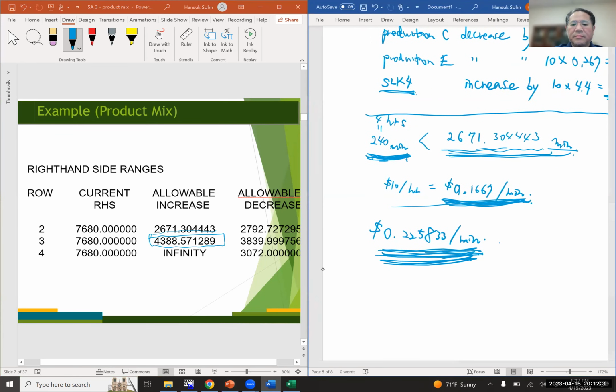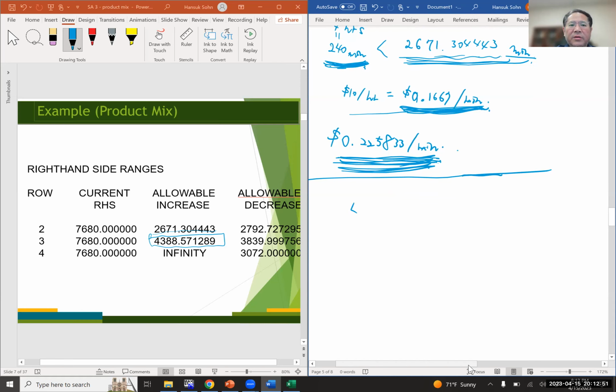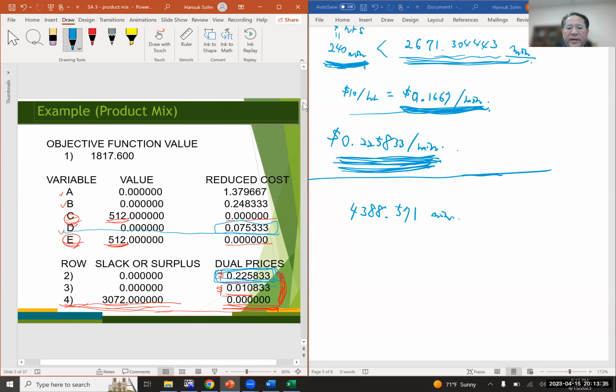This time, you're looking at the value of 4388.571. That's the allowable increase for row number 3. So 1 minute of increment is still within the allowable increase limit of 4,388 minutes. So with 1 minute of overtime, the current dual price for row number 3 is still valid.